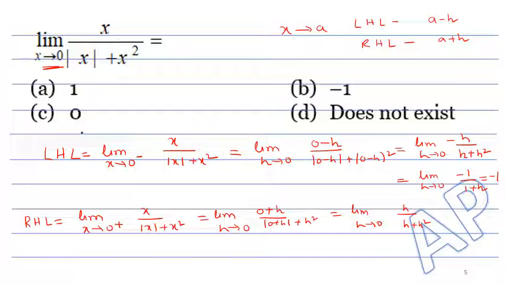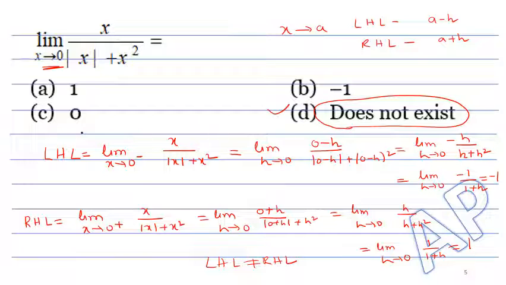So obviously when you take h common factor here, you will get limit as h tends to 0 of 1 by 1 plus h, which is equal to 1, as h approaches 0. So clearly the left hand limit is not equal to the right hand limit, hence the limit does not exist. So option D is the correct choice.